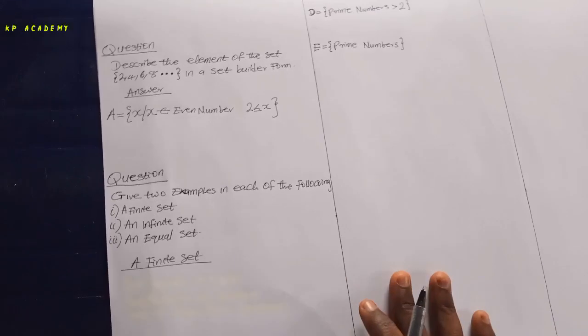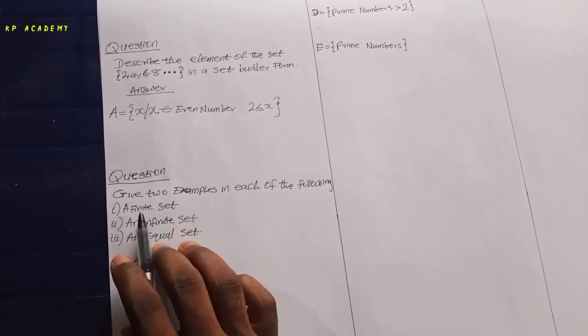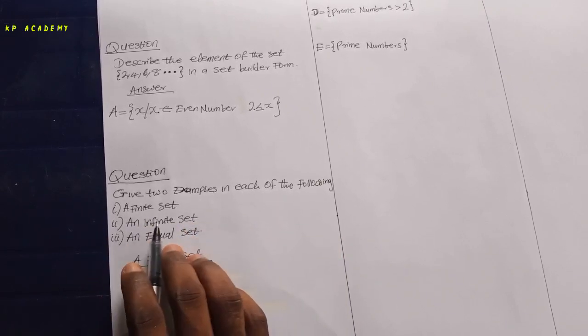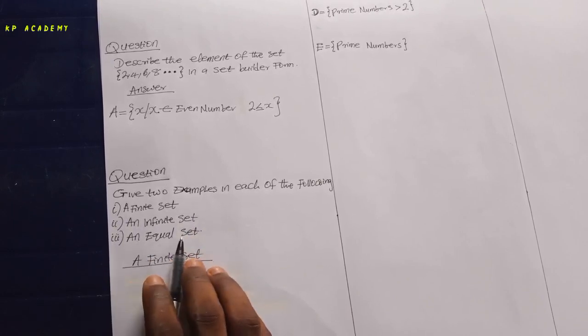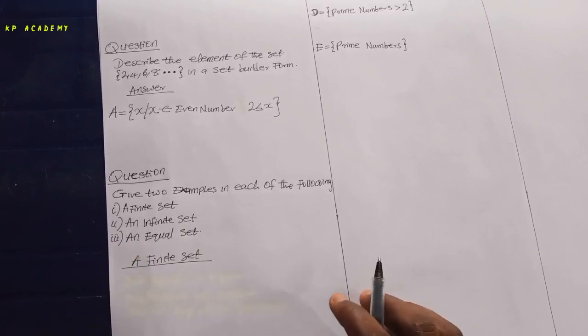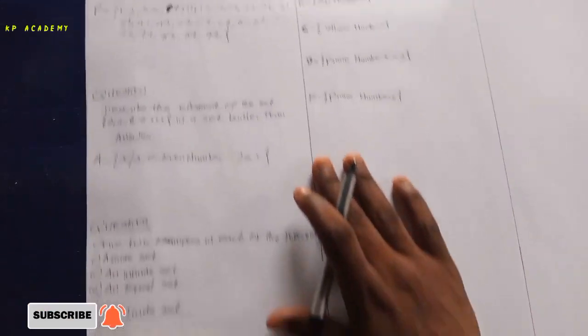In this particular practice problem, we are asked to answer the following. Give two examples in each of the following: I, a finite set; II, an infinite set; and III, an equal set. So let us start with the first one, a finite set. These questions are both covered in the previous videos, so please check them out, all right?